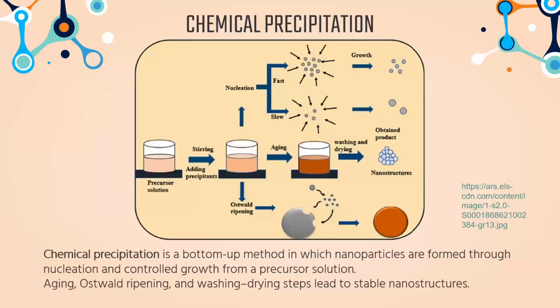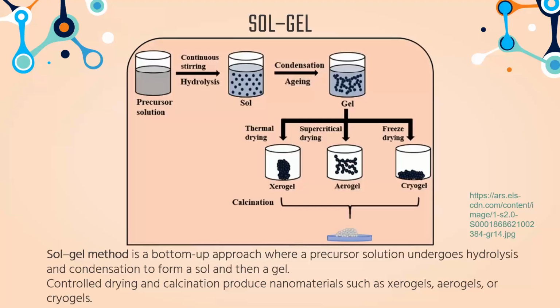Another simple and widely used method is chemical precipitation. In chemical precipitation, nanoparticles are formed through controlled chemical reactions in a solution. Processes such as aging, washing, and drying help in obtaining stable nanoparticles with desired properties. This image shows the stages involved in precipitation and nanoparticle formation. The next technique is sol gel method.